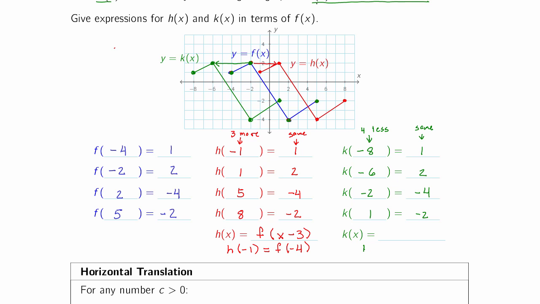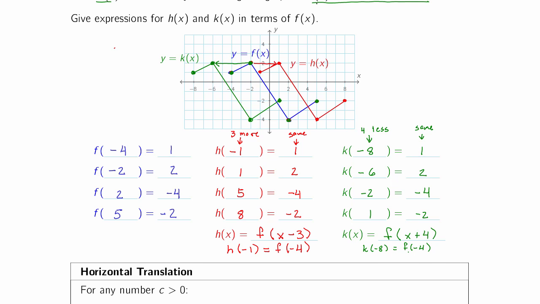When we wanted to take k of -8, that's the same as f of -4. How do we go from the input of k to the input of f? We have to add 4 to it. So k of x is f of x plus 4. Again, backwards, because we need to go from the input of k back to the input of f.